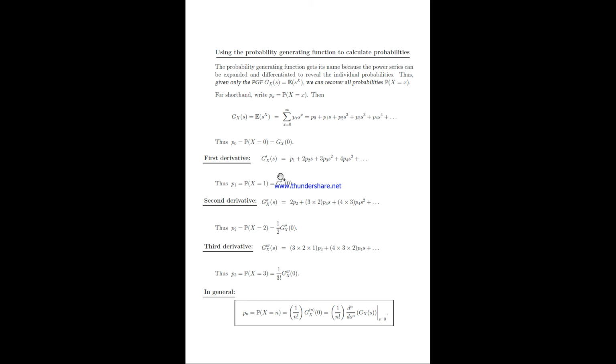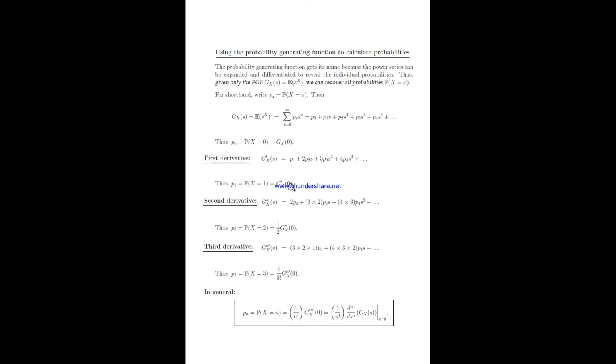So now we can substitute 0 for s. When you substitute 0, from the second term onwards all these terms will cancel out, so you are left with p1. So p1 is equal to the probability x equal to 1. And that is how we got it, by substituting 0 here, that is G dash x of 0.